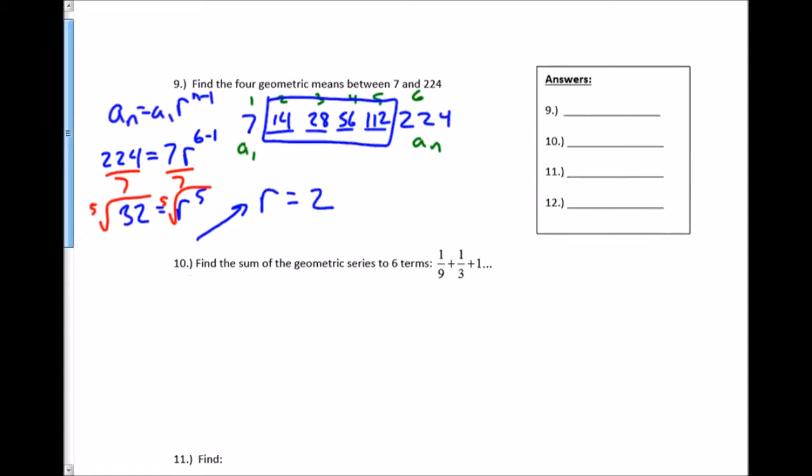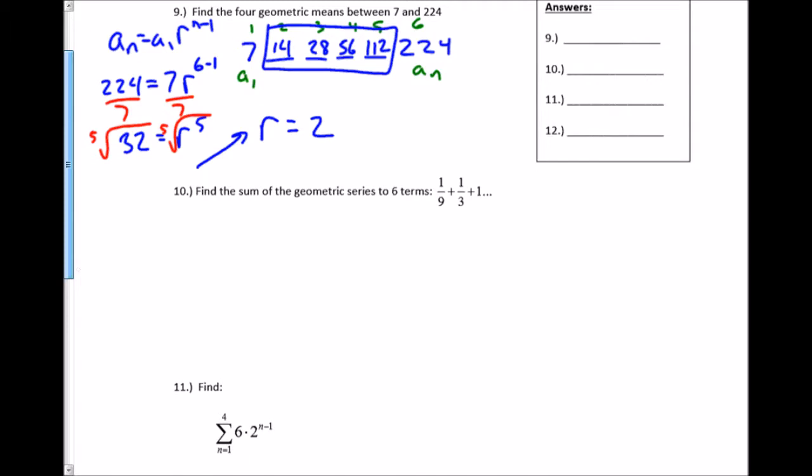Okay? This one, it says to find the sum of the geometric series to 6 terms. Again, it's geometric, so I'm doing S sub n equals a sub 1 times 1 minus r to the n, all over 1 minus r. That's the formula that I'm using. I want the 6th term, so it's s sub 6 equals a sub 1, which is 1/9, times 1 minus r. This time the thing I'm multiplying by appears to be a 3, so I'm multiplying by a 3 each time. That's my r value.